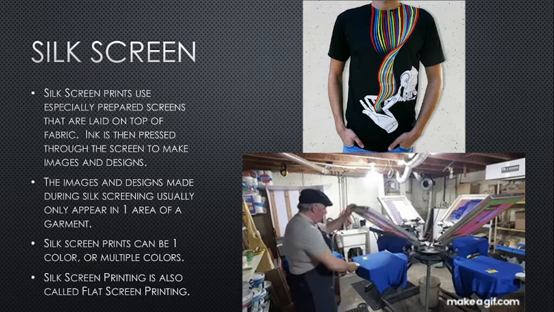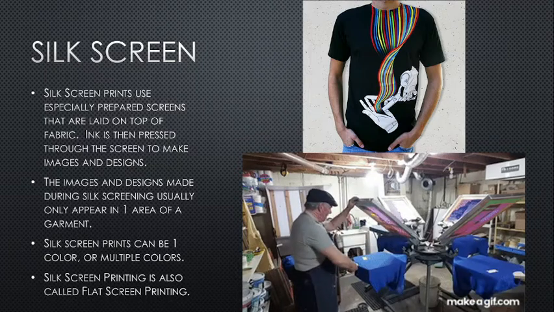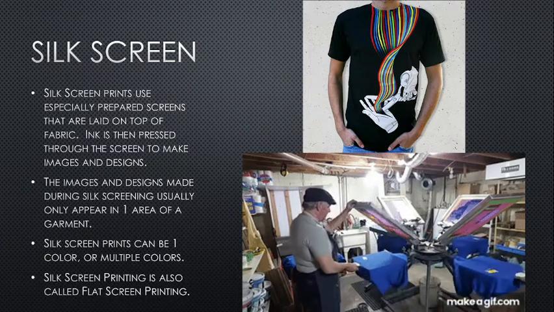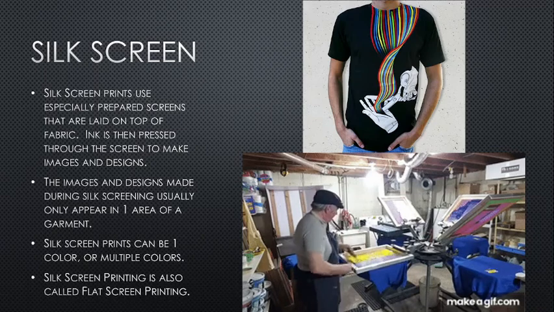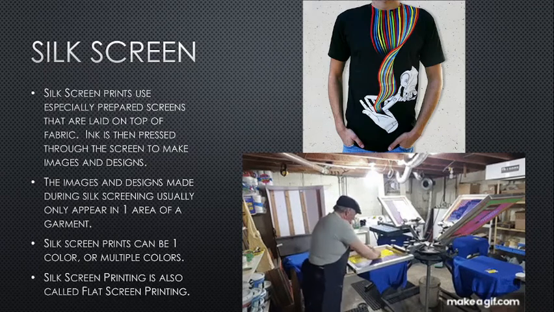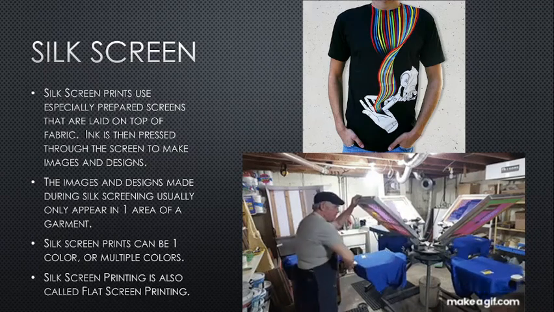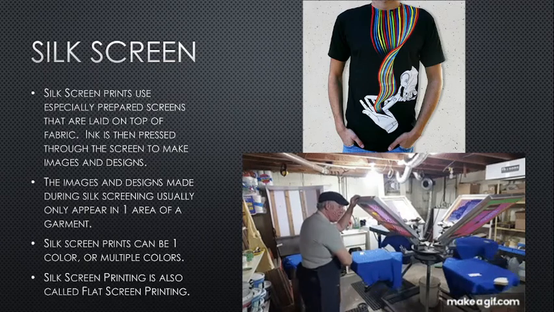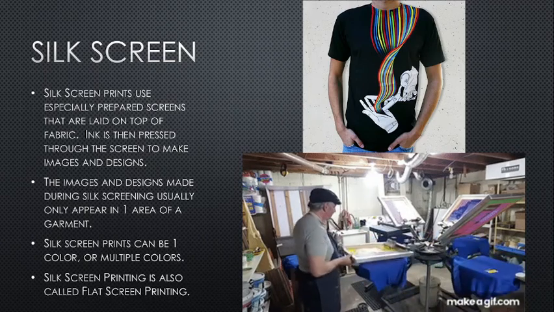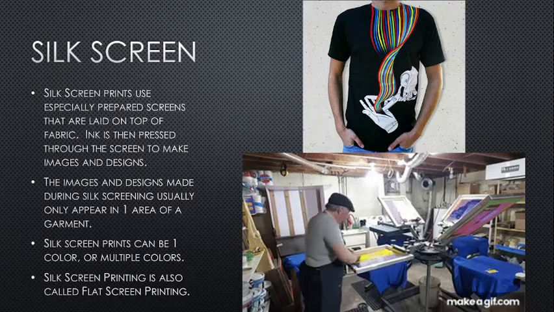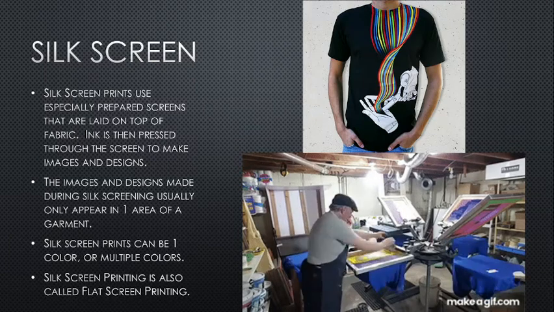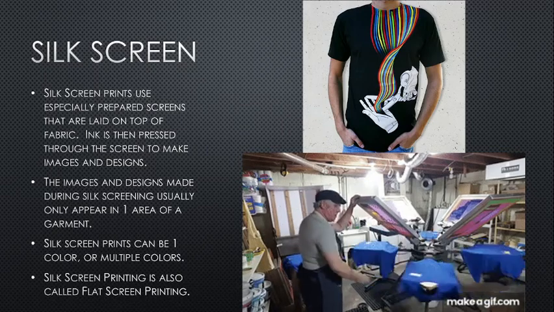It is an incredibly popular method for creating t-shirt designs, putting logos on shirts, and other different items like bags, hats. It can also be used to create posters. Silkscreen prints can be one color or multiple colors. Silkscreen printing is also called flat screen printing.